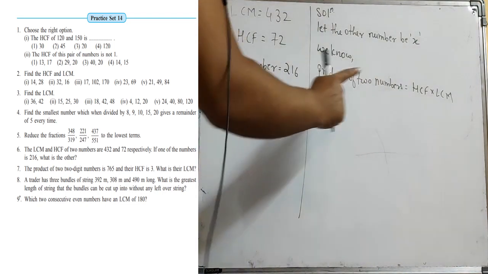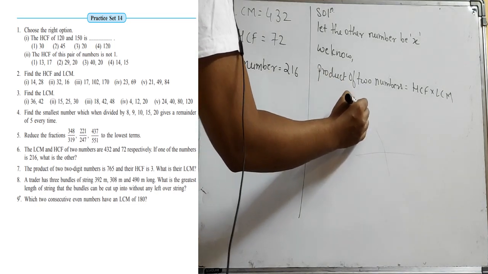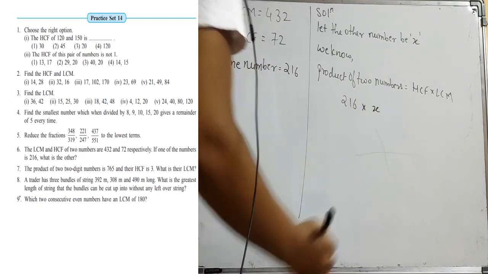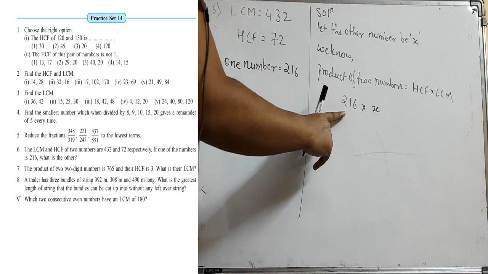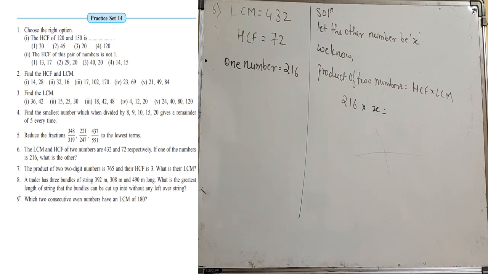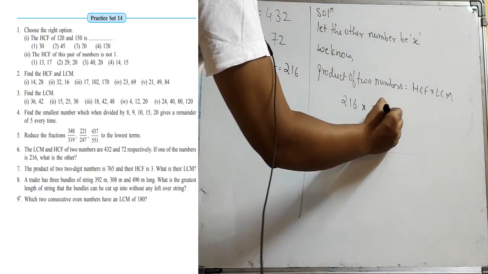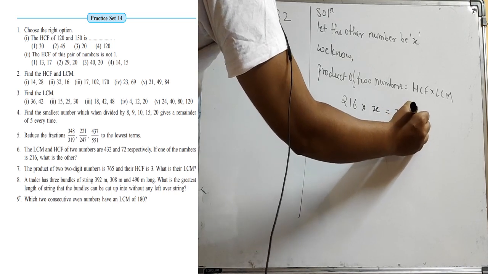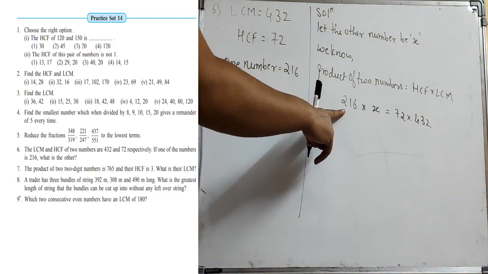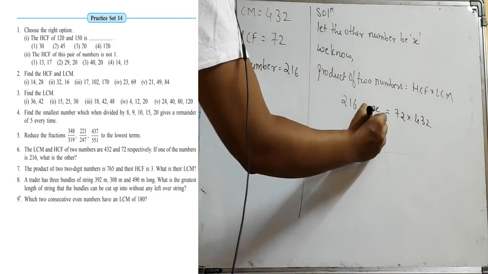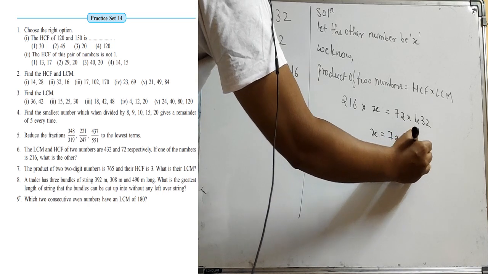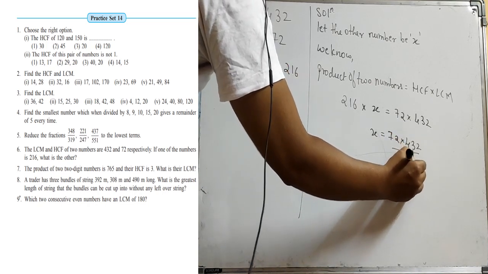Now what are the two numbers? One number is 216 multiplied by the other number, which is x. So the product of the first number and the second number is equal to the product of the HCF and the LCM, that is 72 multiplied by 432. Now this is a multiplication, so when you take it to the other side, it becomes division. So x will be equal to 72 multiplied by 432 upon 216.